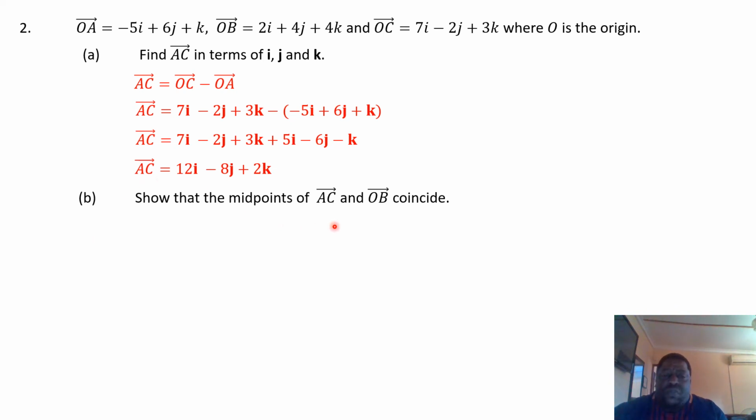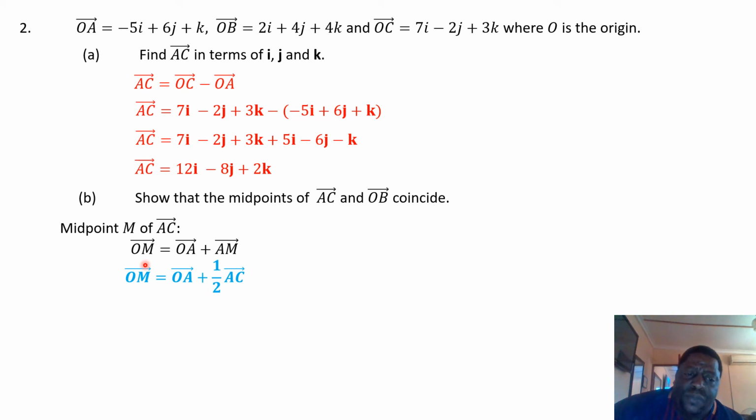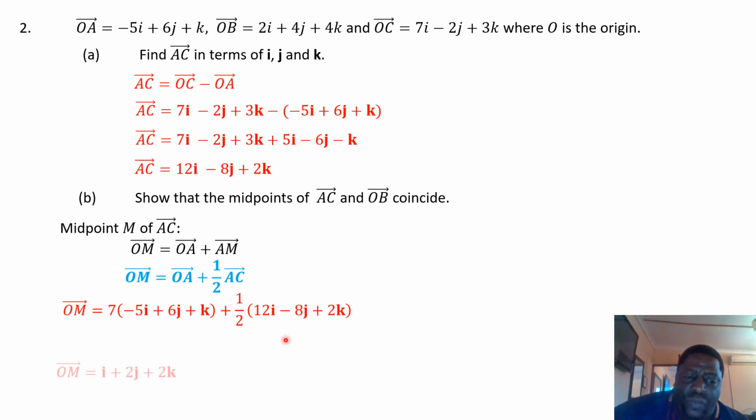Now they are saying the midpoints of AC and OB coincide. Let's say, what is the midpoint M of AC? We know that OM will be OA plus half of AC. It's like you start at O and you end at M. But we know that to the midpoint, it's going to be OA plus half of AC. We take that and we get to our answer.